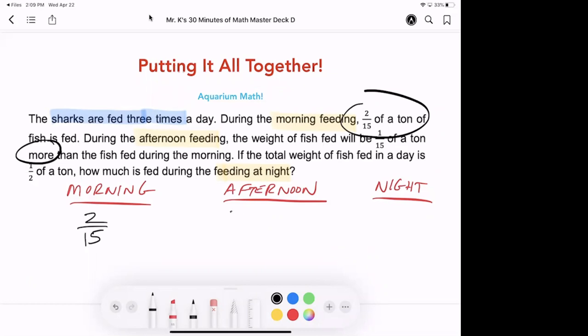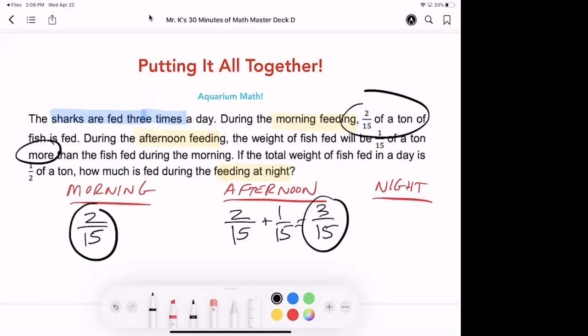So we had 2/15 of a ton in the morning. We had 1/15 more in the afternoon. So in the afternoon, we have 3/15, okay? And the total weight of the fish in the day is 1/2 a ton. So morning plus afternoon plus night equals 1/2 a ton.